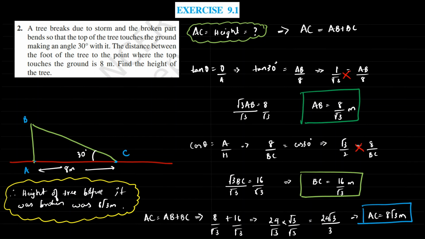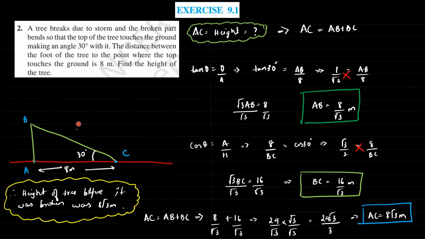Can you explain this question again, from the beginning? Sure, not a problem. So over here, the question says that a tree breaks due to storm and broken parts bend so that top of the tree touches the ground, making an angle of 30 degrees. So there was a tree this way, right? ABC was the tree, right? So imagine that this particular C was over here, something like this. Now it has been broken down and now it touches the ground, making an angle of 30 degrees, which means that this particular angle that the top of the tree makes with the ground is 30 degrees, right?